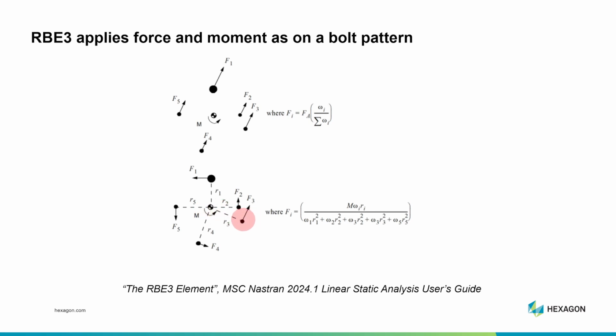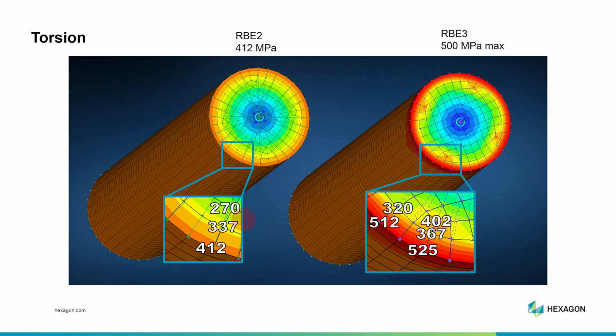This is very close to what we want, where we would expect stress to increase the farther you get from the center of application of this moment. So let's see how this plays out in practice. Let's actually zoom in on sections of these rods. For the RBE2, the stress increases basically in proportion to the distance from the node to the center of the rod. So here we see an outer stress of 412, and then a stress for the next node in of 337 megapascals. In contrast, for the RBE3, the stress drops dramatically from 512 to 320 megapascals.